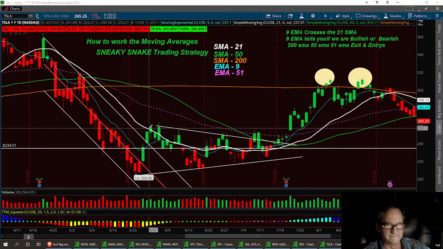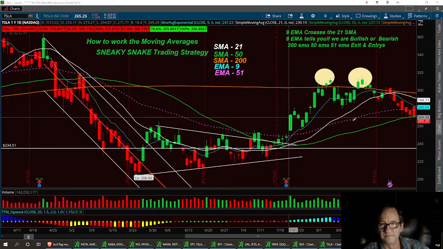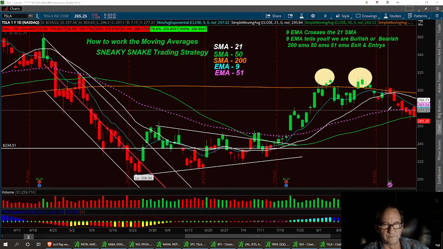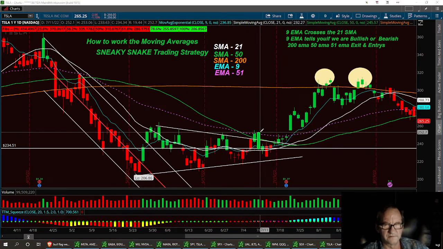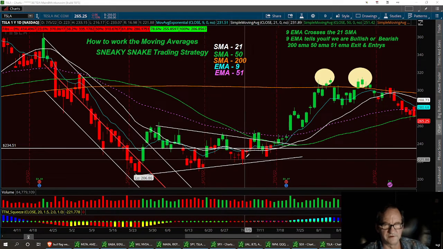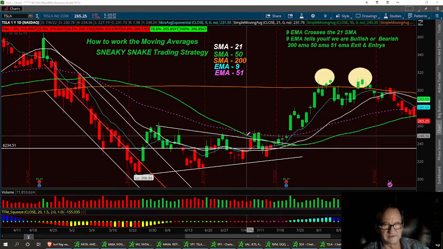You also have the 50 SMA. Now the 50 SMA is a trade. I used to use it a lot, but I've adapted to use the 51 a little bit more. It keeps me in the trades a little bit longer. As you can see, we have an exit right here. If I took this trade down here and got out at the 50, I would have got out a little too soon. That's the 50 SMA.